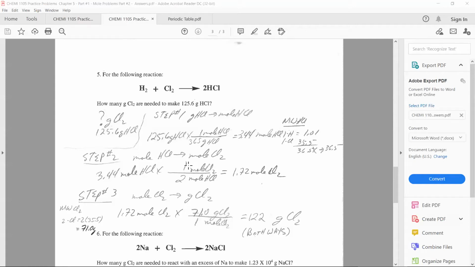Hold on, my glasses are dirty. Now they're clean. All right. You're trying to find how many grams of chlorine are needed to make 125.6 grams of hydrochloric acid. And we have, what are we trying to find? Grams of Cl2, chlorine. What are we given? Grams of HCl.